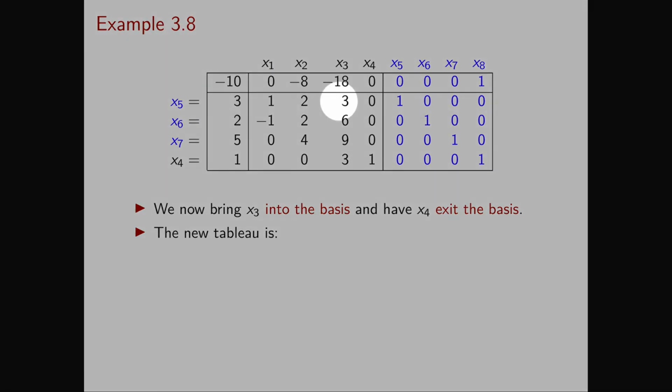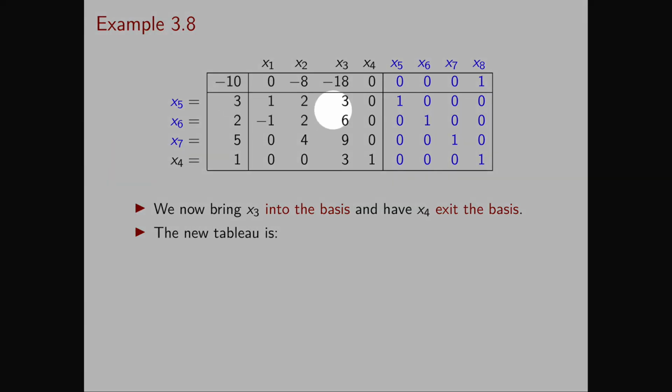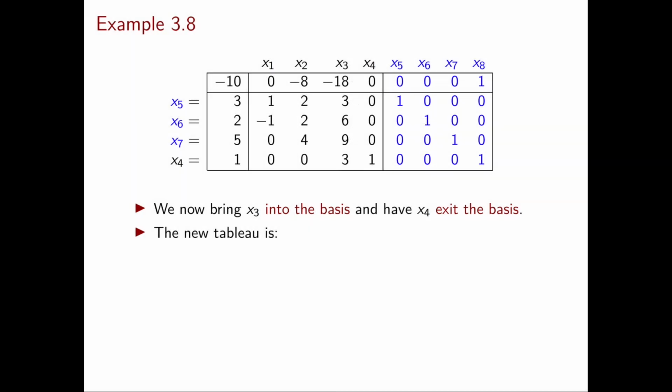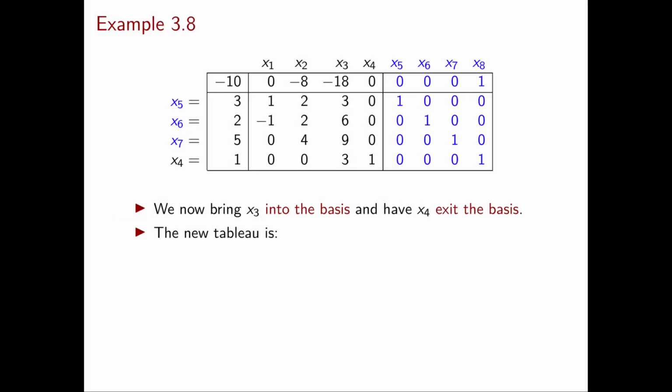Now the positive components in the pivot column are all of them, 3, 6, 9, and 3. So I need to compute the ratios and choose the smallest one. For the first basic variable, the ratio is 3 divided by 3, so it's 1. For the second one it is 2 divided by 6, which is 1/3. For the third it is 5 divided by 9, and then it is 1/3. The smallest among these numbers is 1/3, and I have a tie between the variables x6 and x4. As my pivoting rule, I choose x4 to enter the basis.